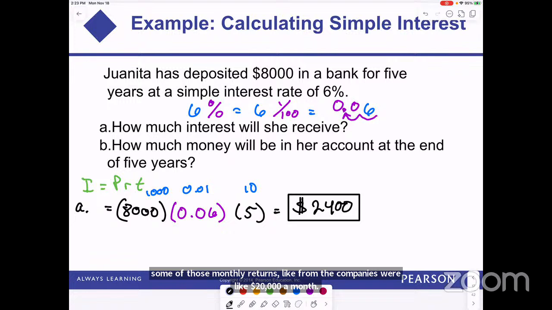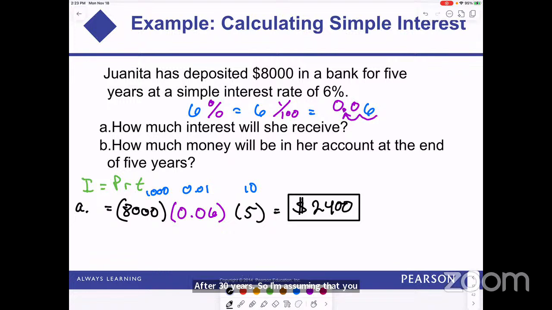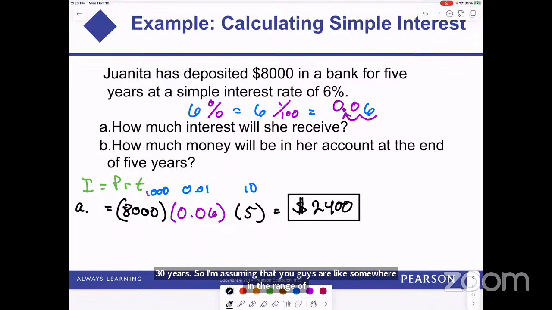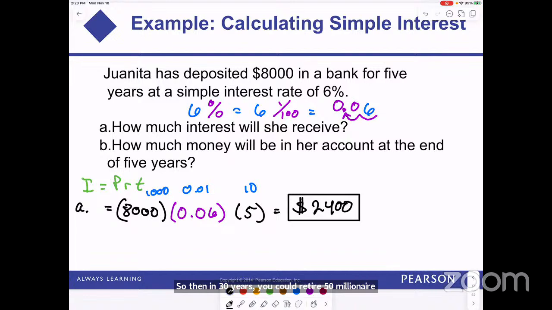So I'm assuming that you guys are somewhere in the range of your early 20s, right? So then 30 years, you could retire at 50, a millionaire. Again, I'm no financial advisor, so you would have to consult a professional. But that doesn't mean that you can't look into it. I'm just trying to bring it to your attention so that you can follow up on it and see if you can create it. And $200 a month isn't too terribly bad as far as an investment.